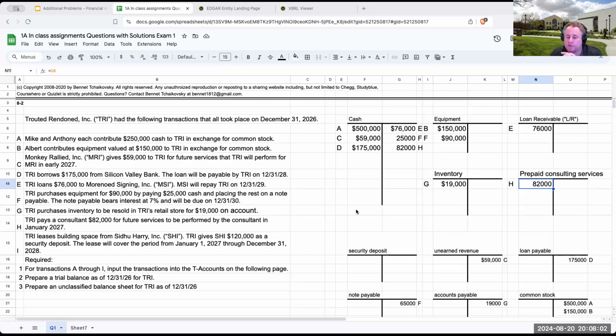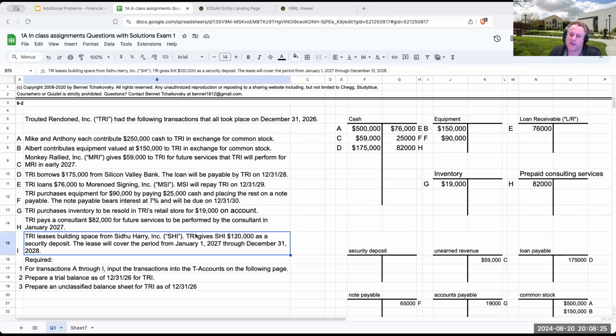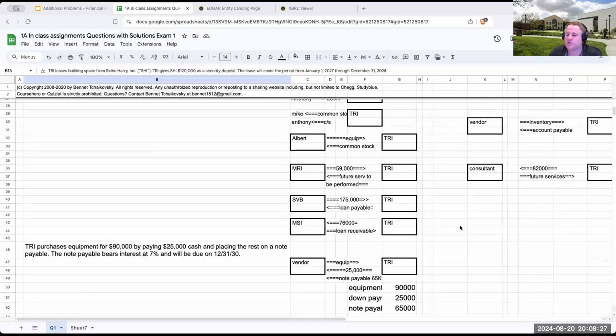I lease building space from Sadhu Harry. Sounds like an FBI investigation. TRI gives SHI $120,000 as a security deposit. The lease will cover the period from January 1st through December 31st, 2028. So I'm leasing space and I'm giving them $120,000.